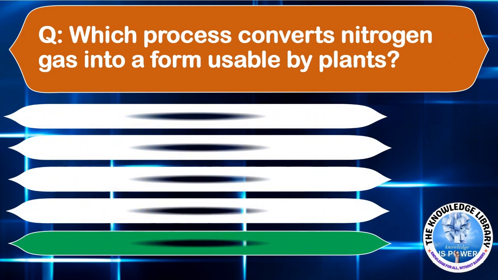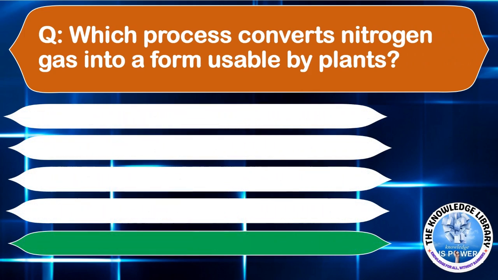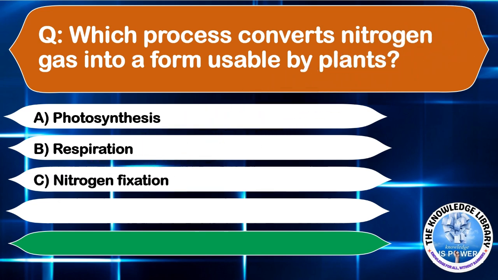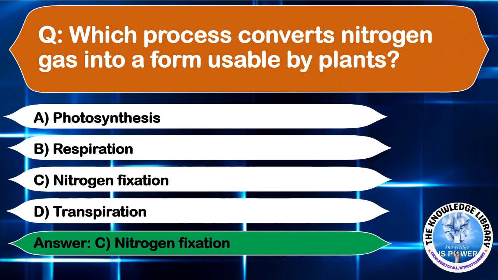Which process converts nitrogen gas into a form usable by plants? Option A, photosynthesis. Option B, respiration. Option C, nitrogen fixation. Or option D, transpiration. The correct answer is option C, nitrogen fixation. Moving to the next question.